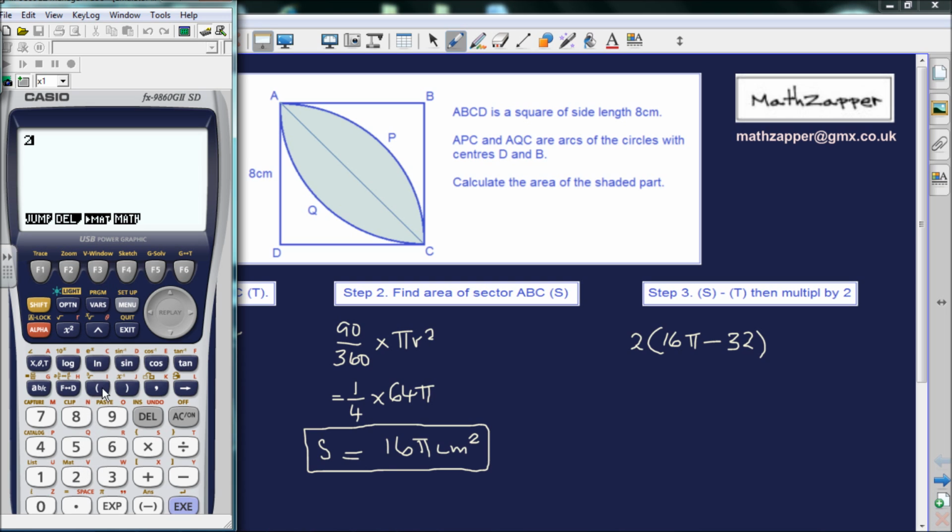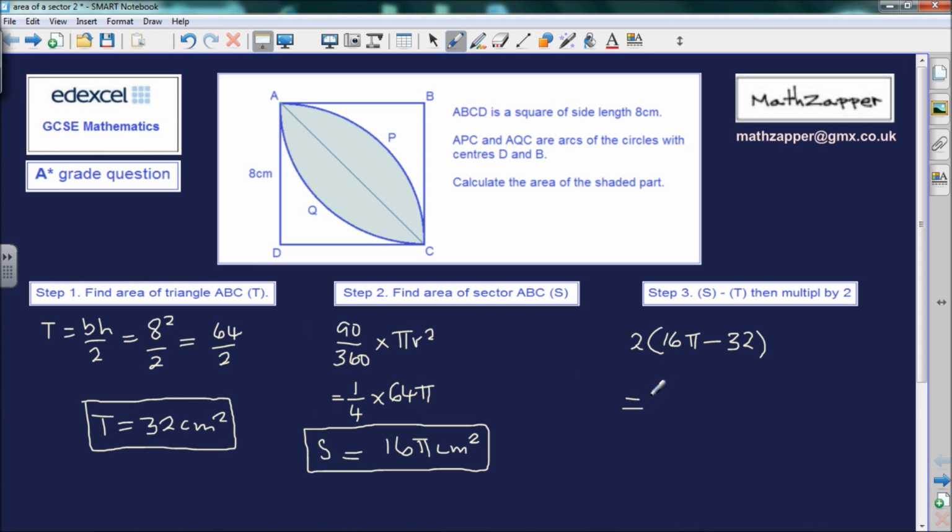So 2 bracket 16 pi minus 32 right bracket gives us an answer of 36.53096491, and so I'm going to write the answer as 36.5 to 1 decimal place. So 36.5 square centimeters. Importantly, 1 dp, and that is the area of the shaded part.